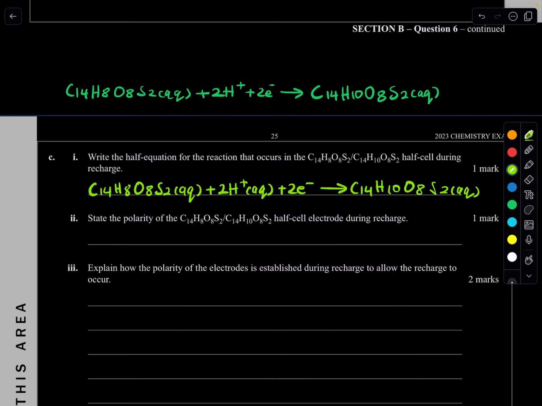Beautiful. State the polarity of this half cell electrode during recharge. Easy. Now, this is our recharge equation for that half cell. We can see it's going through reduction, which occurs at the cathode. And remember, it's recharging, so it's acting as an electrolytic cell. If it was a galvanic cell, what do we know about the cathode? The cathode is positive for a galvanic cell. Because it's acting as an electrolytic cell, the cathode is negative. So make sure you put negative.